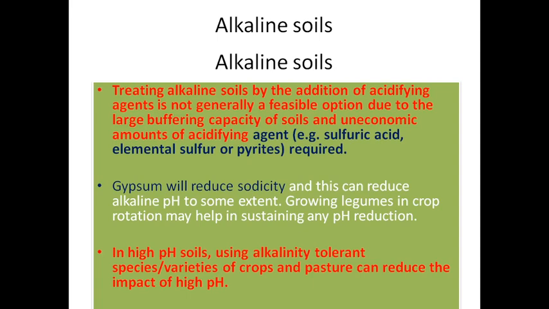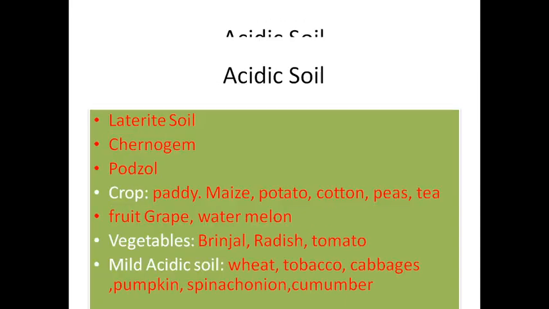Another method is that gypsum will reduce the soil sodicity, and it can be used to some extent to manage soil alkalinity. But the natural, rather environment friendly way to manage alkaline soil is using alkalinity tolerant plant species and vegetation or crops or pasture that can reduce the impact of a high pH level. This is the natural way to manage soil alkalinity. It is not encouraged to use sulfuric acid or pyrite. Those are not prudent steps to manage soil alkalinity.